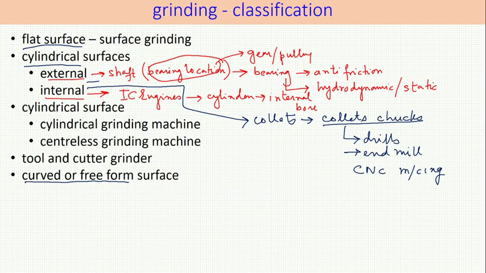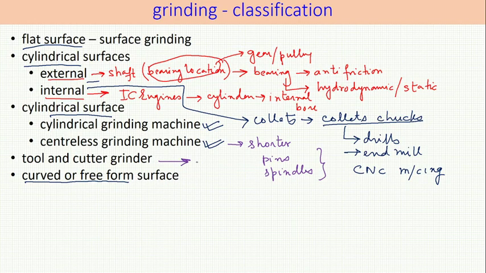Now, how do you grind internal cylindrical surfaces as such? There are two ways of grinding cylindrical surface. One is called cylindrical grinding machine. Another one is called centerless grinding machine. Typically in centerless grinding machines, short pins, that means which are lengthwise shorter, spindles are ground. Shafts are typically not ground in centerless grinding machine. They are small.